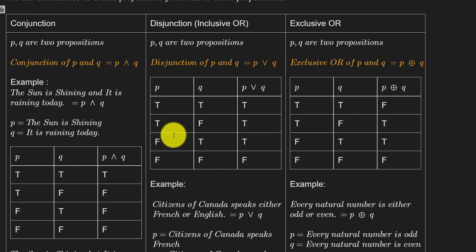Okay, and we also talked about conjunction, which is nothing but an AND operator. It basically adds two propositions to glue them together.